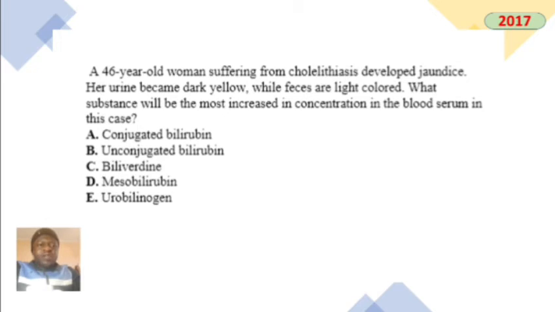A 46-year-old woman suffering with cholelithiasis, that's the stones in the biliary tract, developed jaundice. Her urine became dark, and feces are light colored. What substance will be the most increased in concentration? Right. So you need to remember, conjugation actually happens in the liver. After your bilirubin has been conjugated, it's going down through the biliary tract, and that's where it encounters resistance, the stone. It's already conjugated. That's the answer. Conjugated bilirubin. If you put unconjugated bilirubin or urobilinogen, those answers are wrong. So the answer here is conjugated bilirubin. I'm sorry.